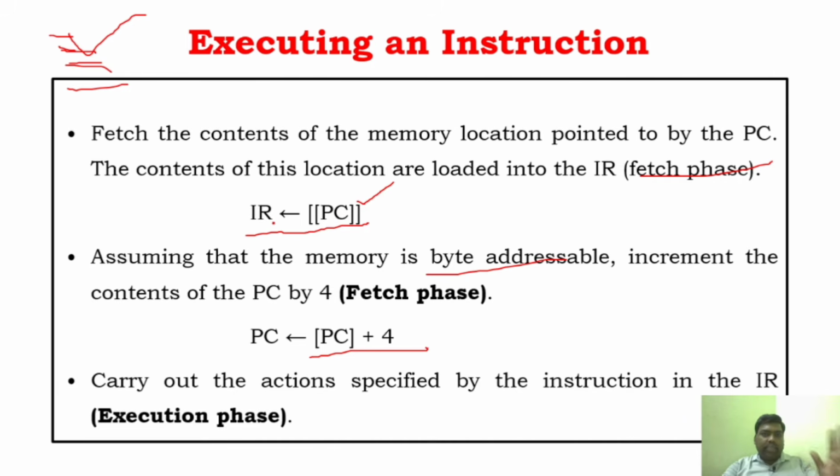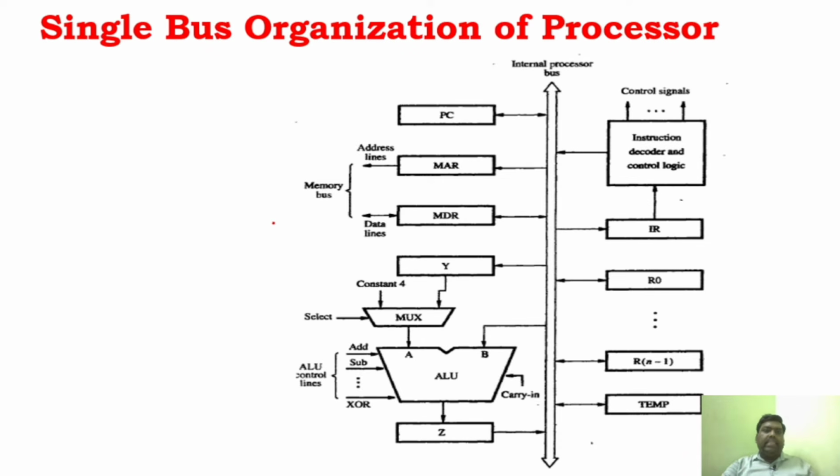Okay, this is what we have seen so far, right? And this is the single bus organization of the processor. So what is it that you have to explain in this processor? You know the complete operation of the processor right now, but what you have to explain in the single bus organization is how the processor coordinates all these functions.